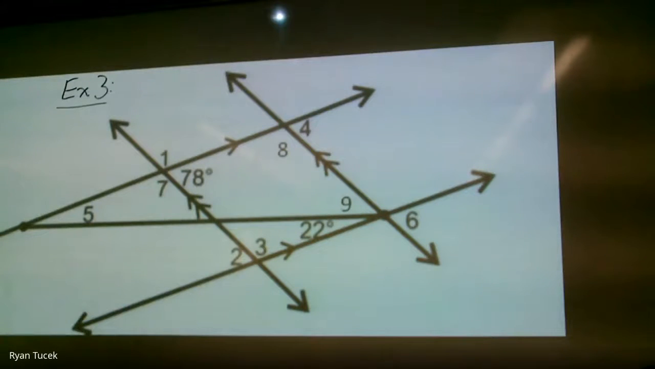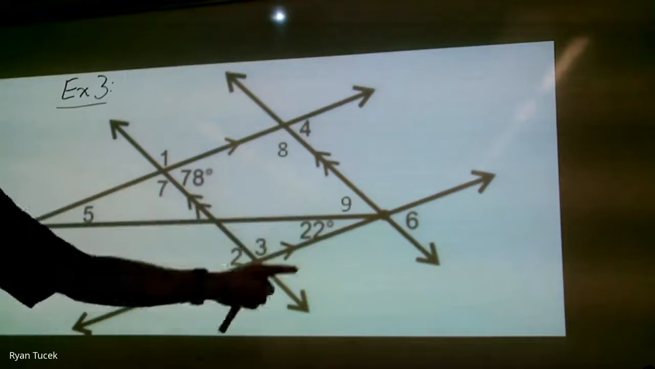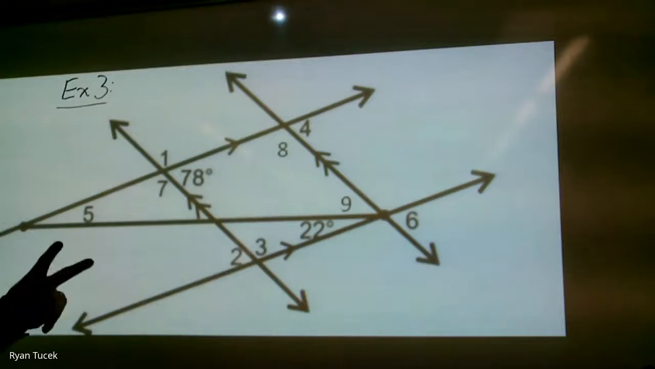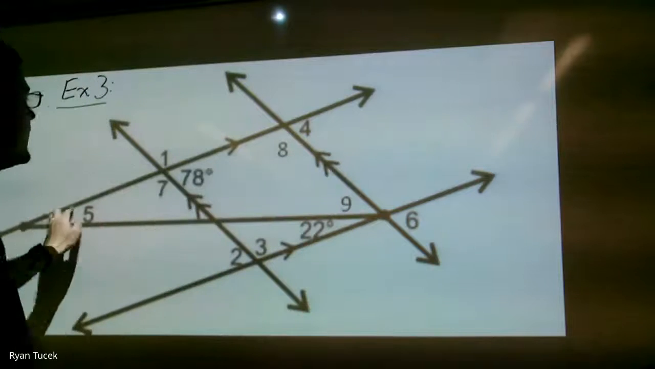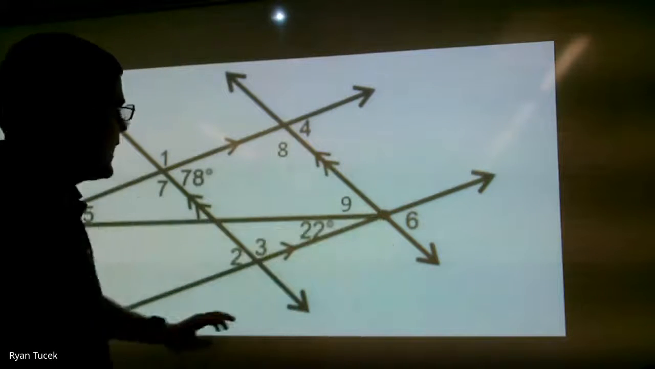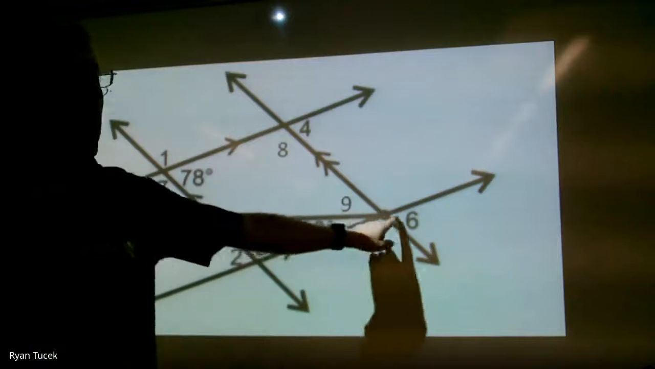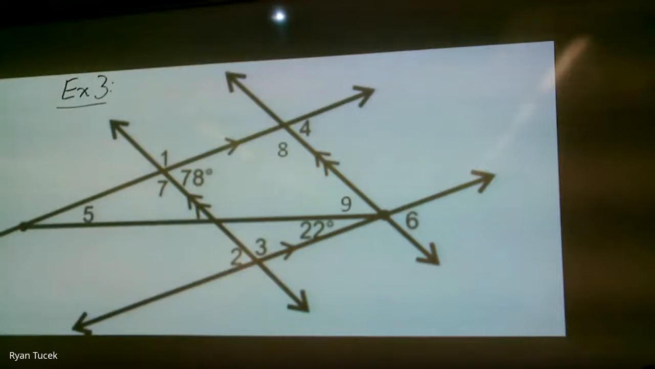Here is crazy example 3. In example 3 here, what we need to see is these 9 angles all over the place. And we have 2 sets of parallel lines here. Parallel line here and here, parallel line here and here, and then we've got this line that intersects all of it. So we've got a big mess going on, but our goal is to find these 9 angles.